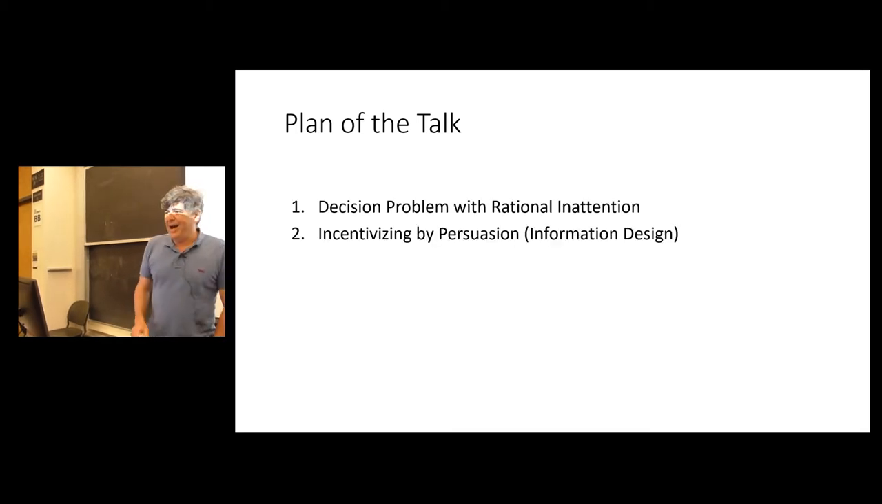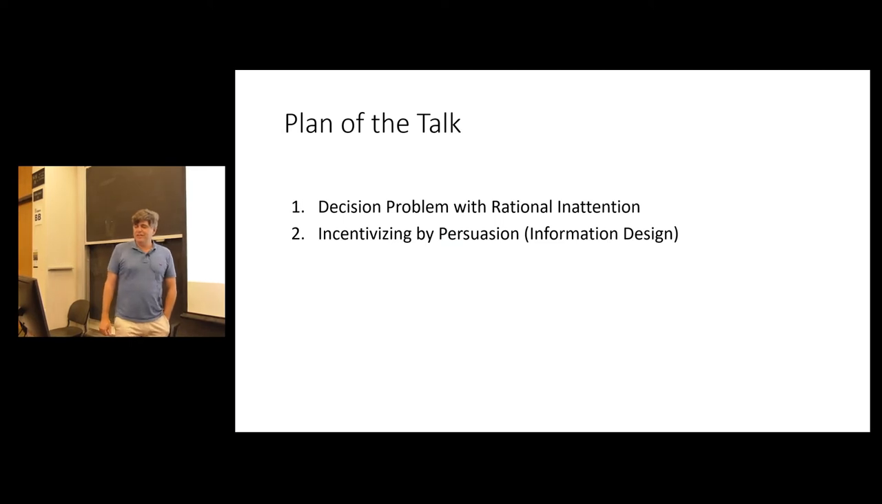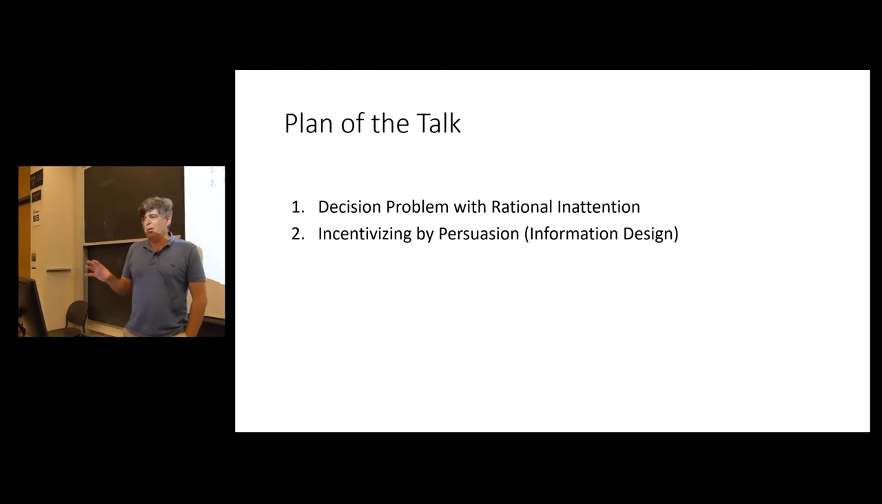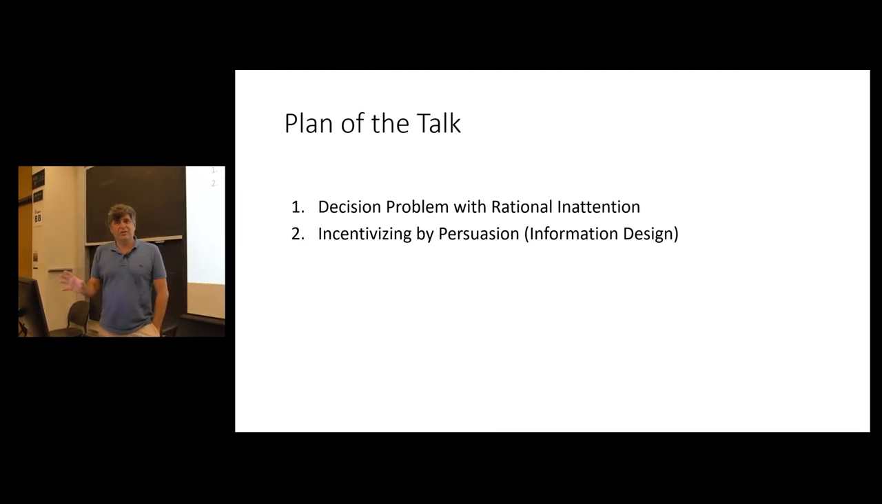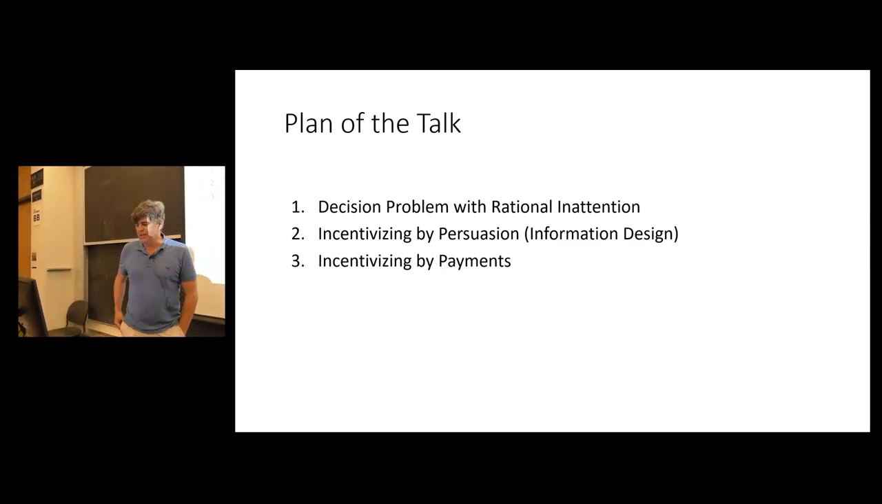So the question is, how do you incentivize this kind of rationally inattentive agents? The first step is you need, as a building block, to understand the decision problem with rational inattention. That's well understood, but I still need to explain it because it's an important building block. Then the next thing I want to mention is a paper that we already have written with Alex on basically information design for a rationally inattentive agent, how you can try to persuade this kind of agent.